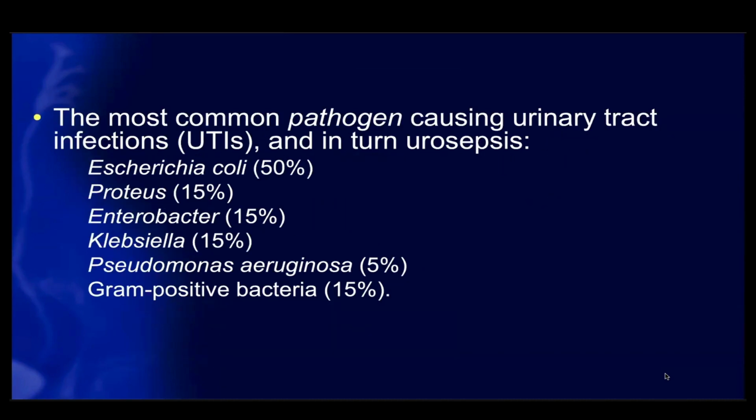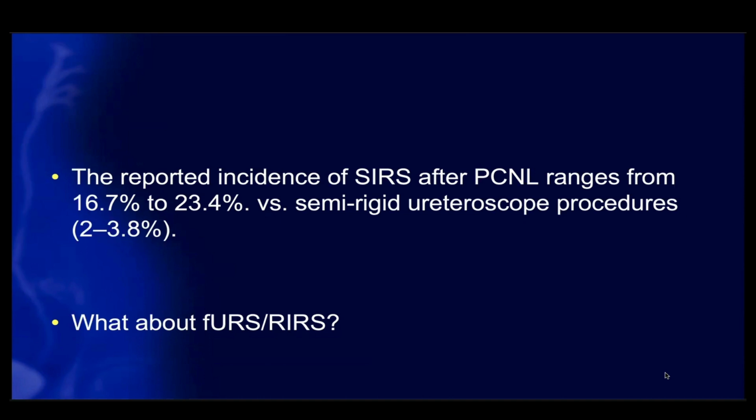When we look at the most common pathogens causing urinary tract infection, we see that E. coli is the most common organism, followed by other pathogens such as Proteus, Enterobacter, Klebsiella, Pseudomonas, and gram-positive bacteria. The reported incidence of SIRS after percutaneous nephrolithotomy ranges from 16.7 to 23.4%, while after semi-rigid ureteroscopy procedures, 2 to 3.8%. What about flexible ureteroscopy and retrograde intrarenal surgery specifically?